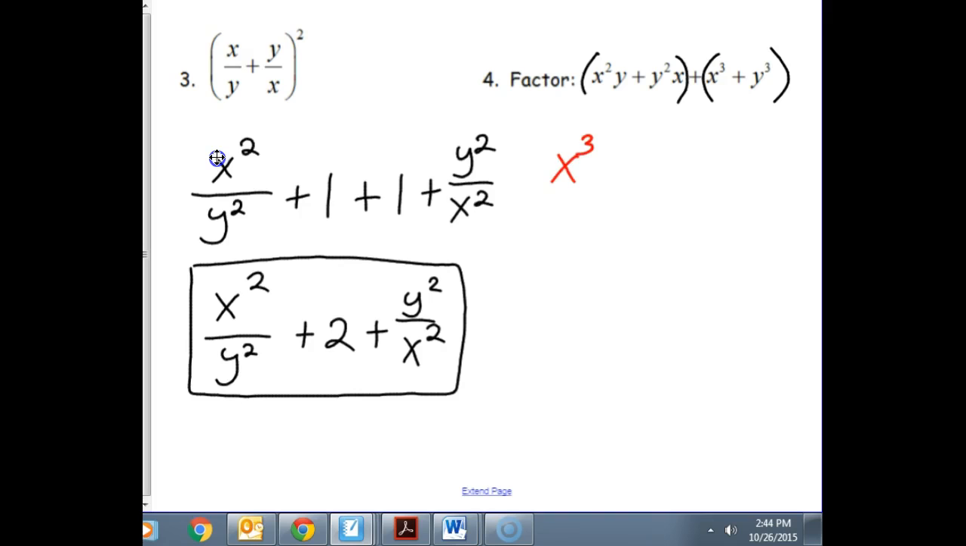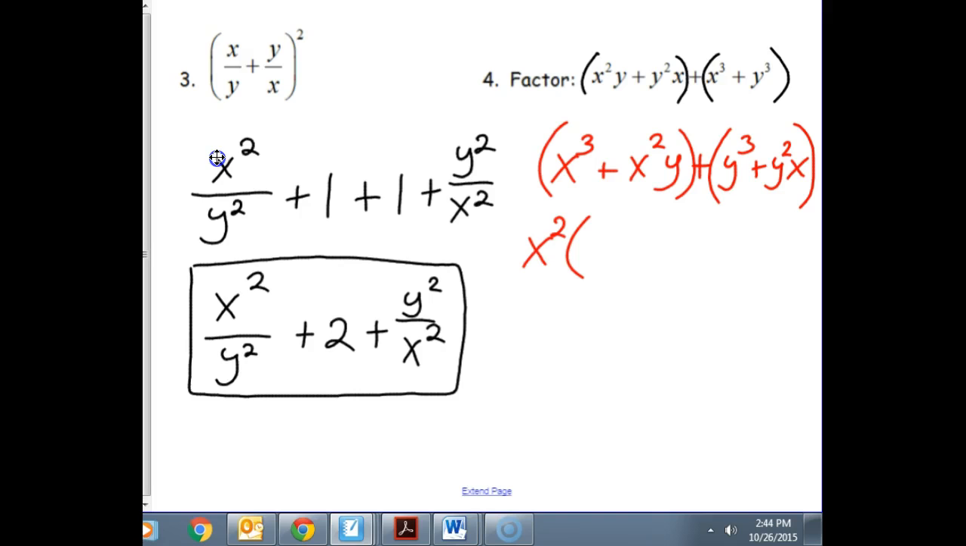So x to the third plus, let's see, x squared y. Because I'll be able to just factor out an x squared there, right? Plus y to the third plus y squared x, because I'll be able to factor out a y squared. Okay, do you see how I'm trying to help myself? I'm trying to reorder them so I can actually factor something out. Okay, there's my grouping. I'm able to factor out an x squared here. That would leave me with, what, x plus y.